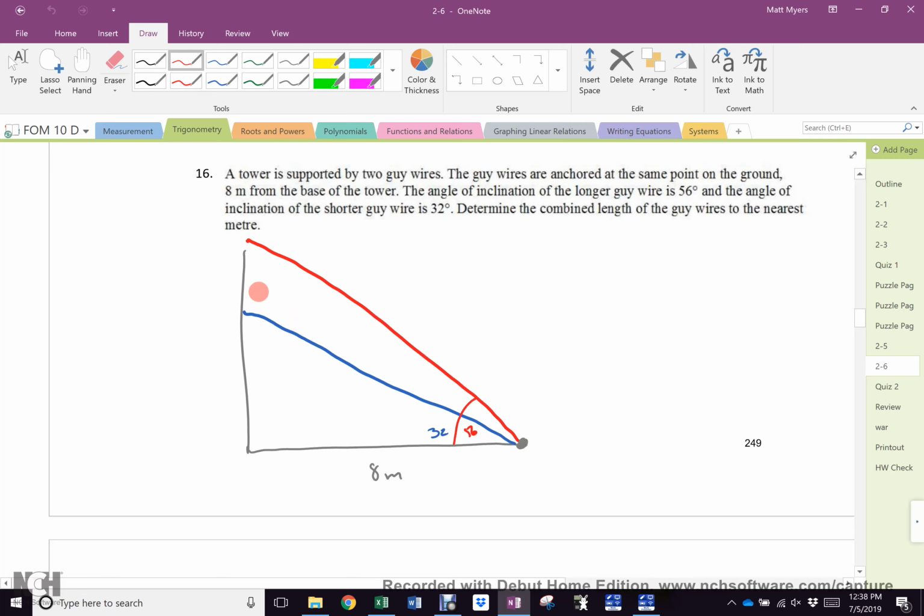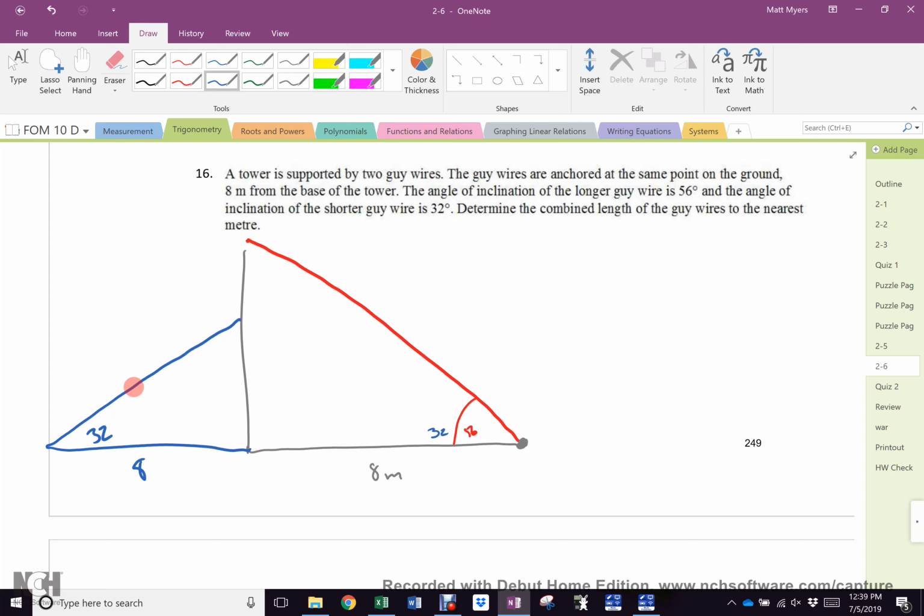But that's yucky to work with, isn't it? Do I have to draw real life to find answers? Could I also do this? 8, 32. Would that be okay? Because the question is, I want to know how much wire I got to buy. So if I find that red hypotenuse and that blue hypotenuse and add them together, am I okay? Everybody understand? You don't need to draw what is actually happening to find the answers.